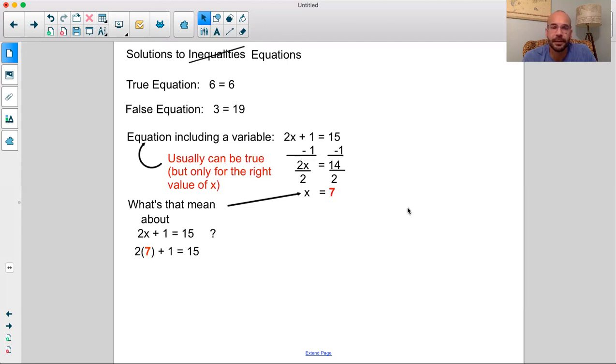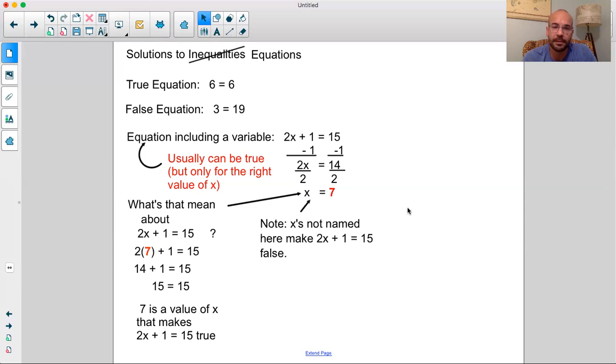So what I'm doing over here on the left-hand side is showing you how well 7 does work. It takes 2x plus 1 equals 15, which we know is an equation with a variable that is usually true for the right value of x, and we're testing the value of x that our equation is pointing to. And it turns out that when you use that value in the place of x, you get a true equation, just like 6 equals 6. I want you to note that the x's that are not named there don't make it true. The x's that are not named in our solution make 2x plus 1 equals 15 false.